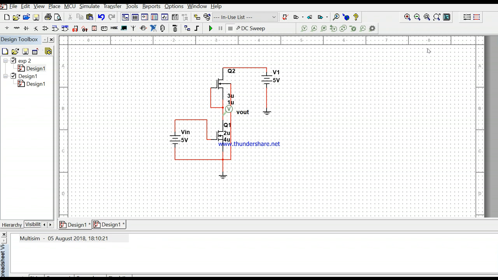Depletion, we have advantages of depletion, so let us discuss it. Depletion load inverters have good noise margin. The VTC curve of a depletion load inverter is very close to the ideal inverter curve. And manufacturing of a MOSFET is somewhat easier than a resistor, hence we use the depletion mode inverter.